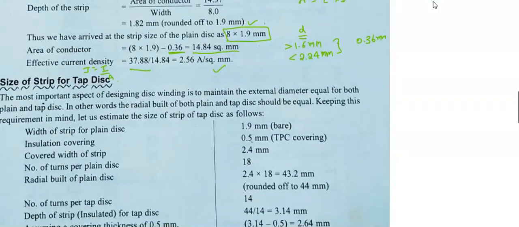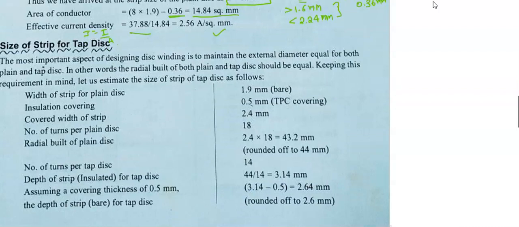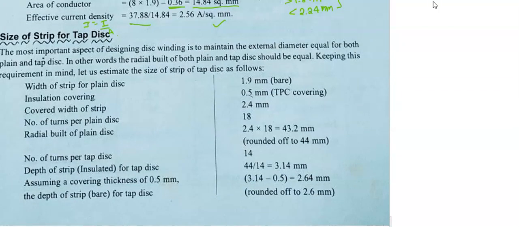These are okay. Now we will calculate the size of the tap disc. Same way. The most important aspect of designing disc winding is to maintain the external diameter equal for both plain and tap disc. This is very important. The number of turns for tap windings are less, right? And plain discs are more. If you see the coil, the coil external diameter should be the same for plain disc and tap disc. That we should take care of.